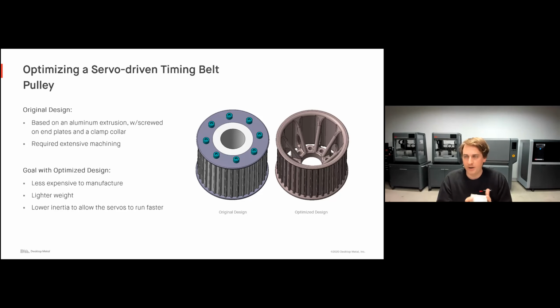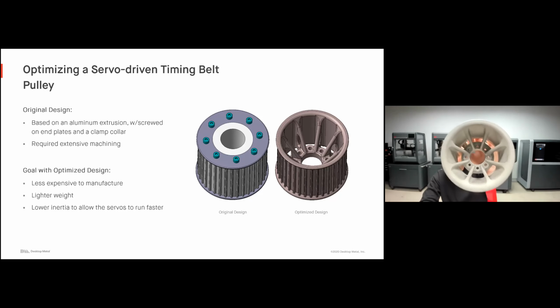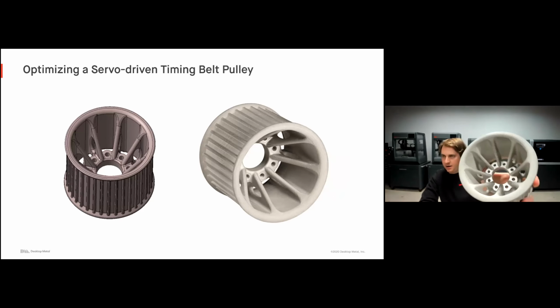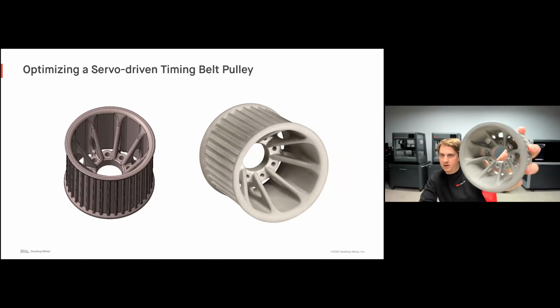And the company here wanted to optimize it. So the goal was to create a part that was less expensive to manufacture. They wanted to lighten the weight, and then they also wanted to lower the inertia of this part to actually allow the servos to run faster. You can see that optimized design on the right. You can see the part that I actually have in my hand here, and you can see a few more illustrations of it on screen here.